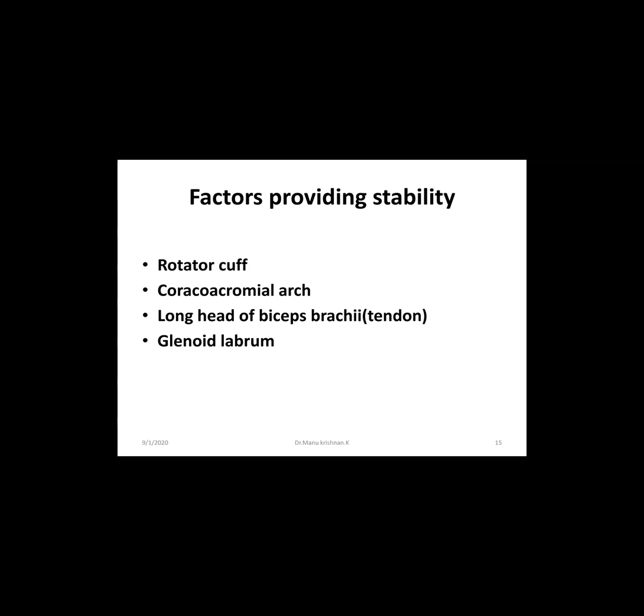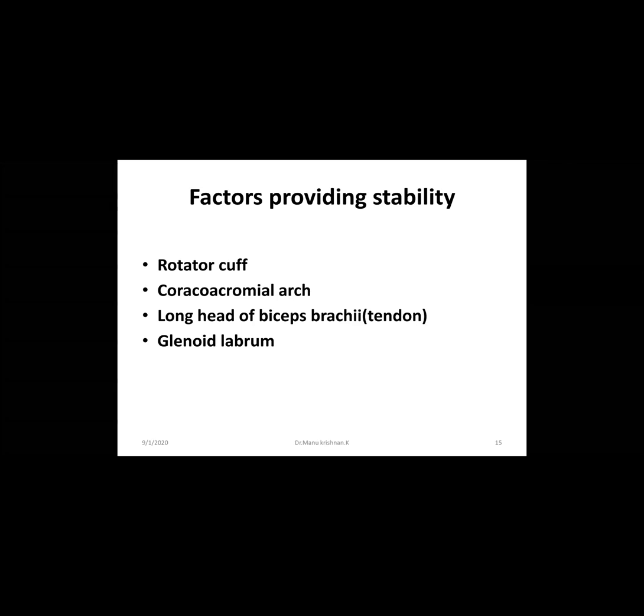And we have another structure called the glenoid labrum. That is nothing but a fibrocartilaginous ring around the glenoid cavity, making it a little deeper, so that the socket will be deepened by the fibrocartilaginous ring on the periphery. And that also has an action on the stabilization of the shoulder joint. So these are the 4 factors that you should remember regarding the factors providing the stability of the shoulder joint.